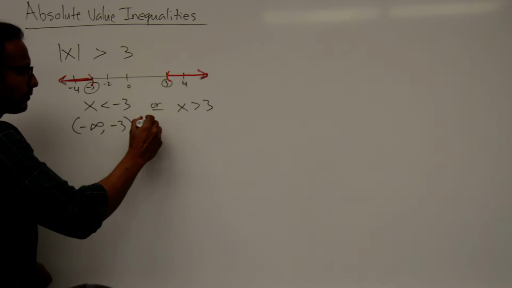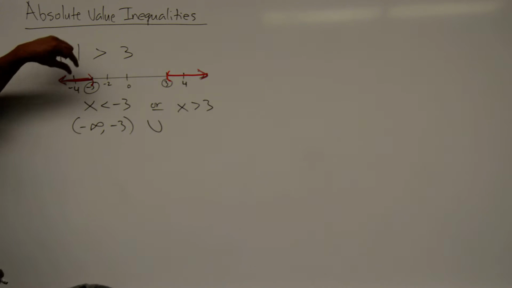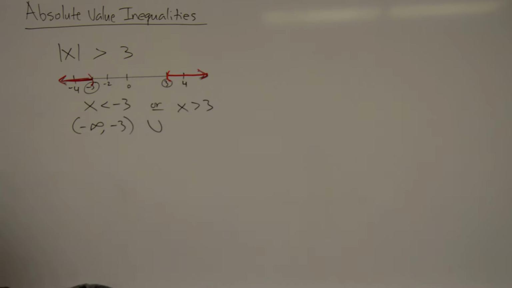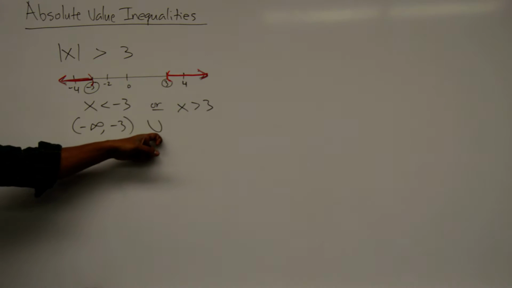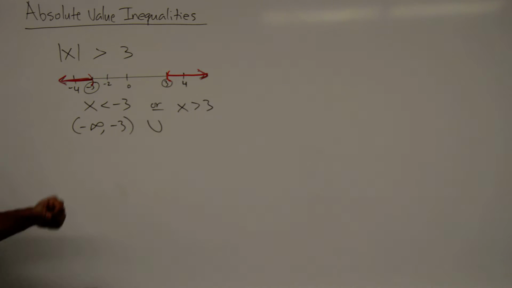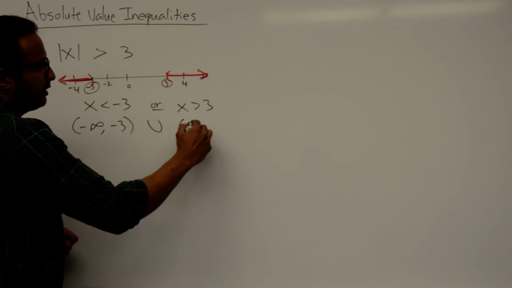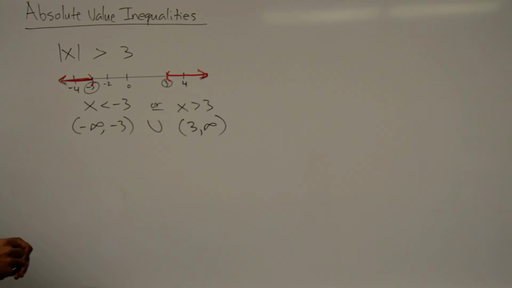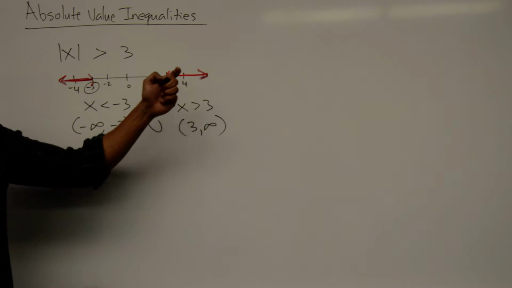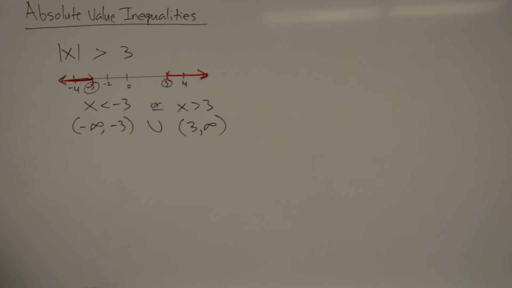Now the word or: anytime you have 2 disjoint sets that are part of the solution, we join them with a U. This is a union. We join them with a U. And then here, it's going to be 3 to infinity. It starts at 3, numbers get bigger and bigger, and it goes to infinity. So x less than negative 3 or x greater than positive 3.